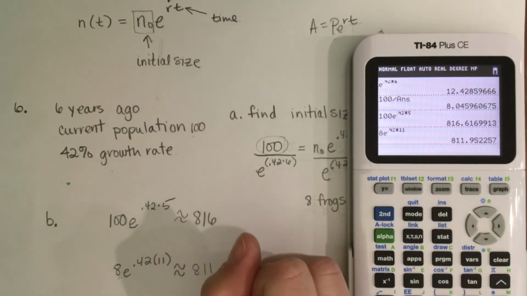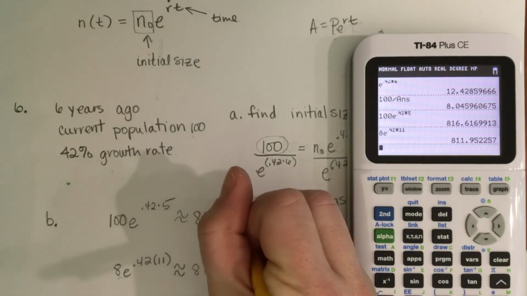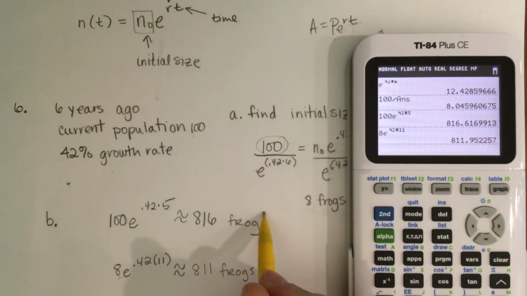And so this time around, we end up with approximately 811 frogs. Now, the question is, well, which one is it, Mrs. Dempsey? Well, I would take either answer as long as it was supported by the work.